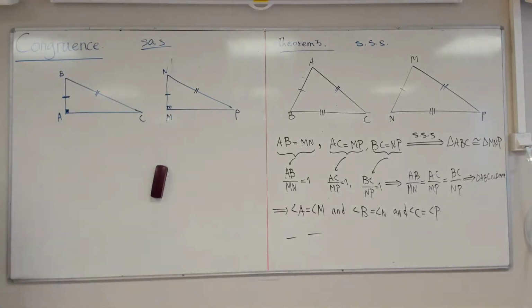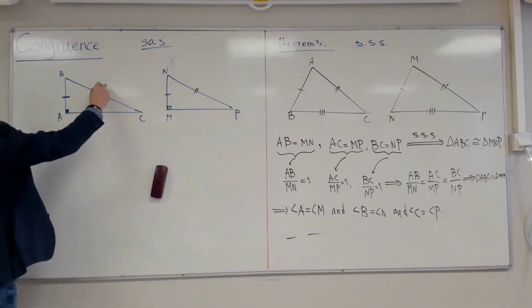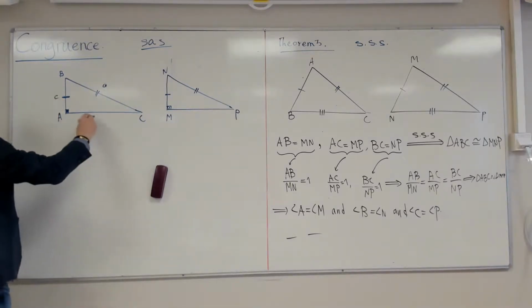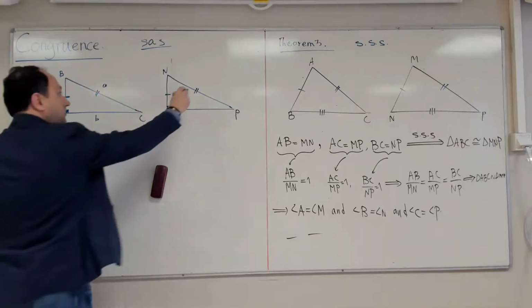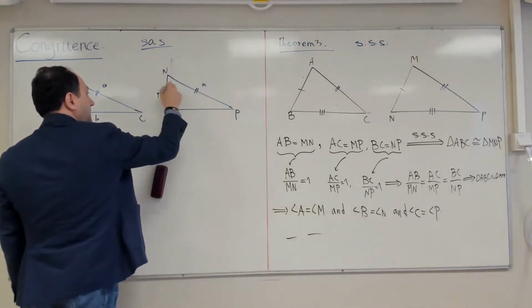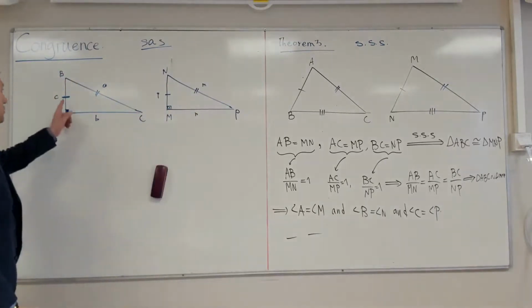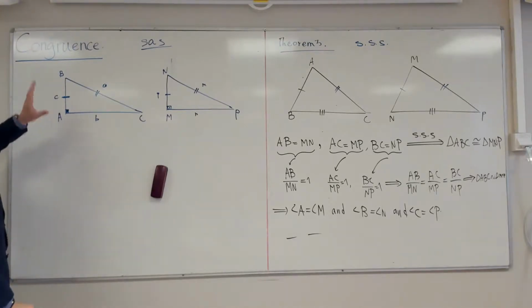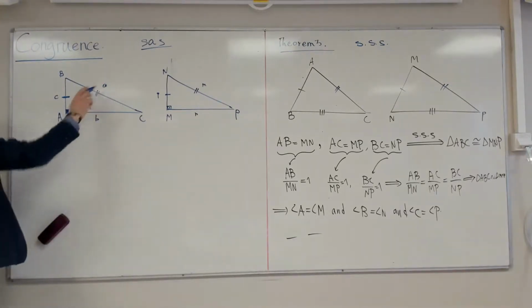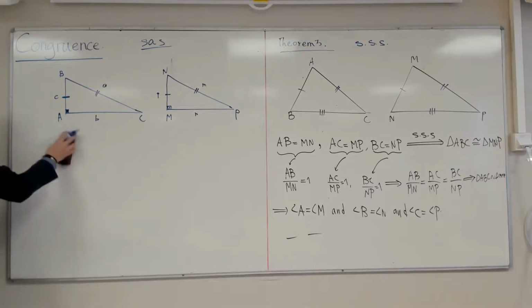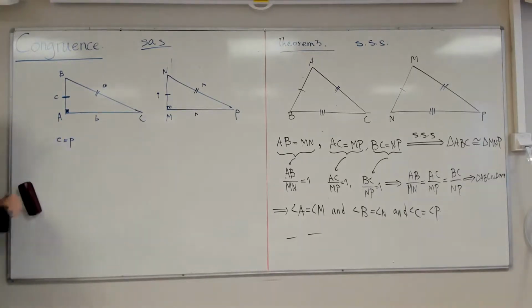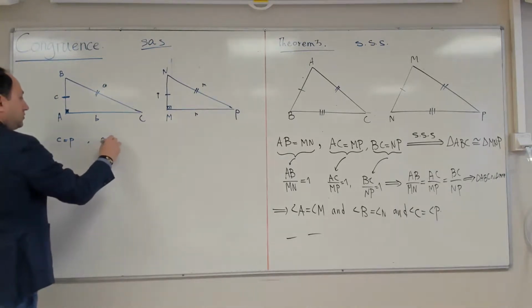Okay, Cameron? It's a right triangle, so you can use the Pythagorean theorem and you can conclude that the other side is the same. Yeah, exactly. So let us consider this to be a, little c, little b. And let me consider this little m, little p, little n. So first of all, let me write my information. You told me that c is equal to p. You also told me that a is equal to m.